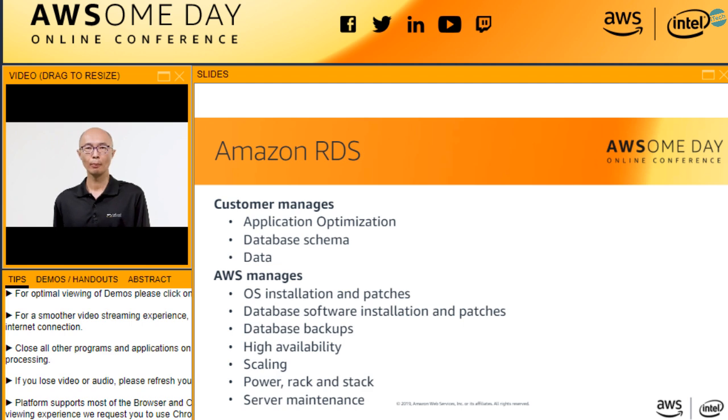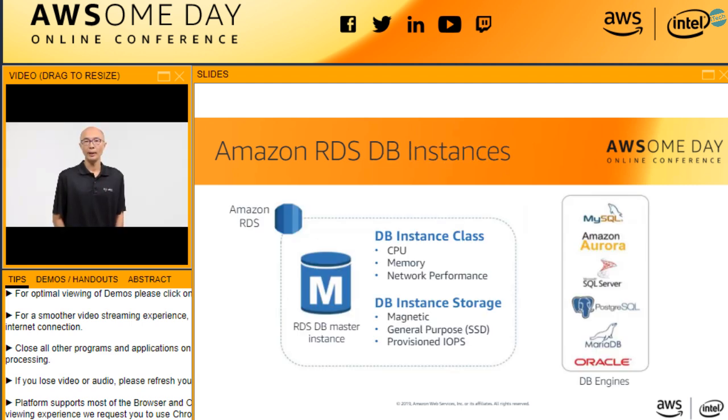Now let's go through a brief overview of the service and a few potential use cases. The basic building block of Amazon RDS is the database instance. A database instance is an isolated database environment that can contain multiple user-created databases and can be accessed by using the same tools and applications that you use with a standalone database server.